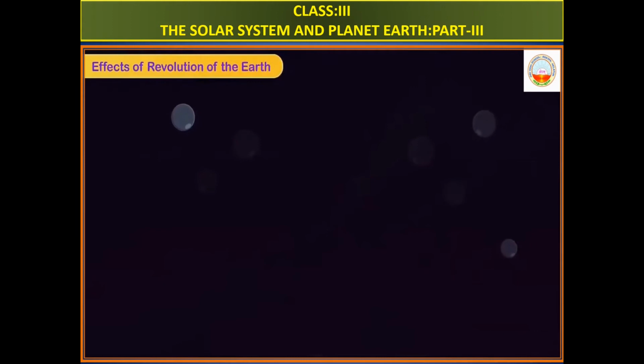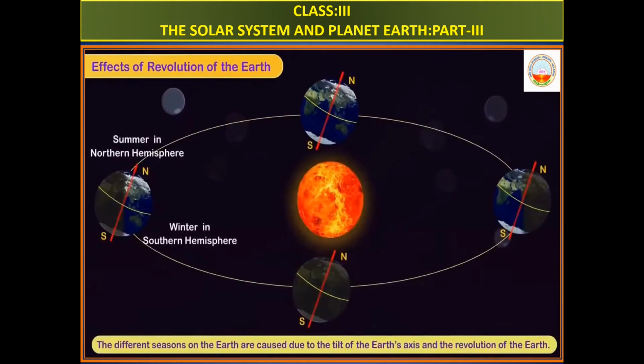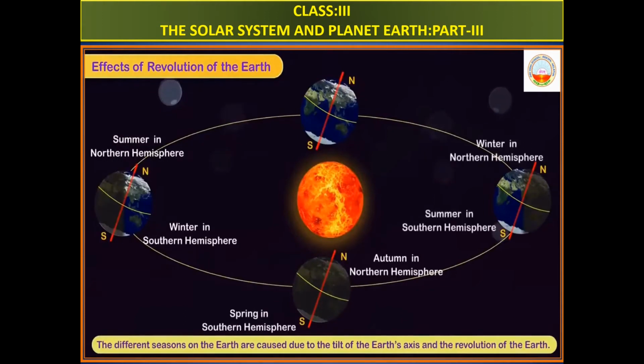Let us see the effects of revolution of the Earth. The different seasons on the Earth are caused due to the tilt of the Earth's axis and the revolution of the Earth.